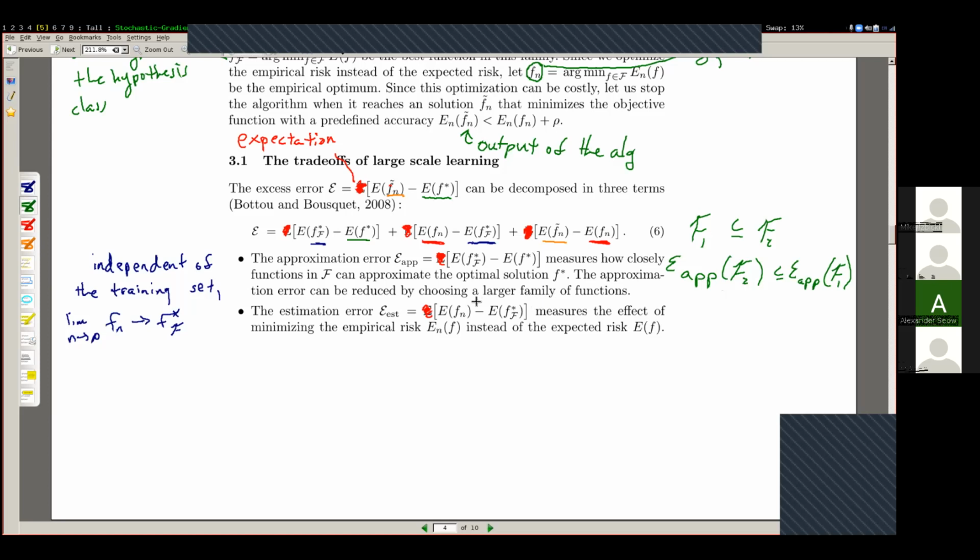So if for whatever reason we know that we need to reduce our approximation error, we do that by selecting a hypothesis class with a larger VC dimension, or a hypothesis class that is somehow a superset of our current hypothesis class. A lot of subtle things in there. Any questions about that?